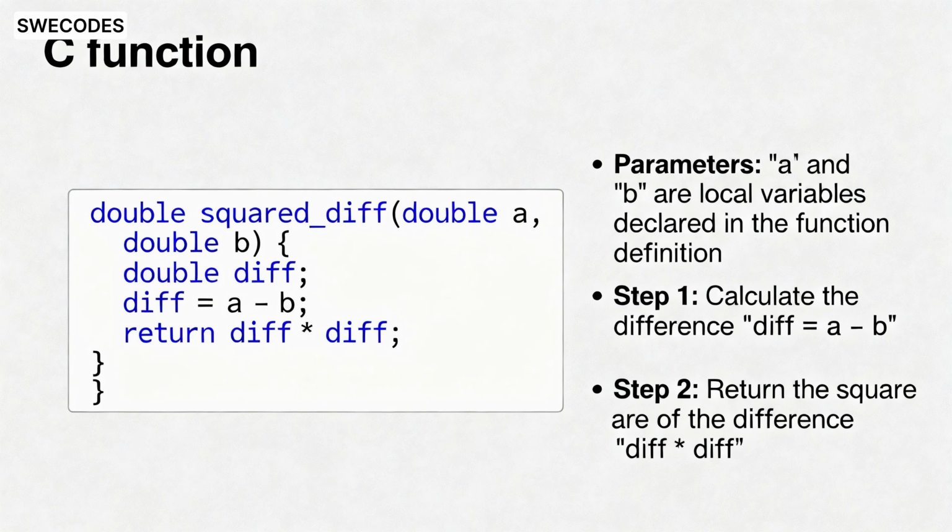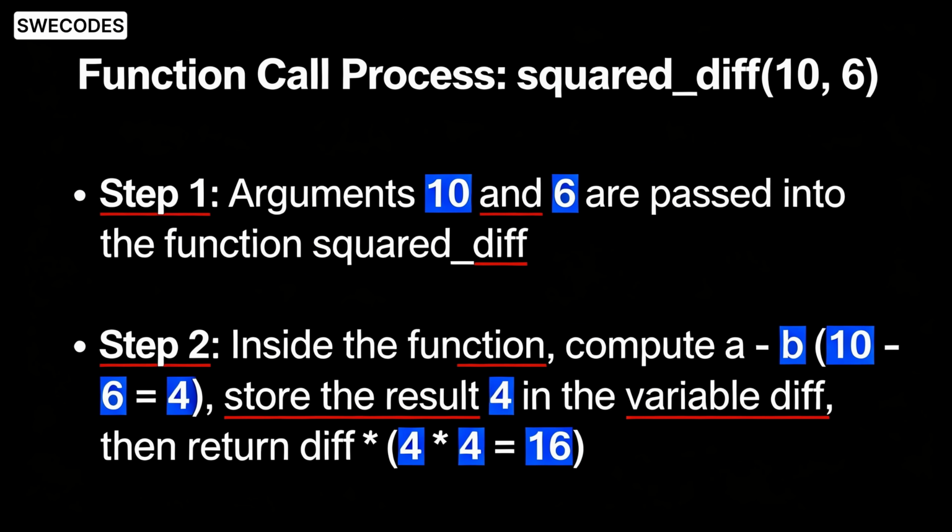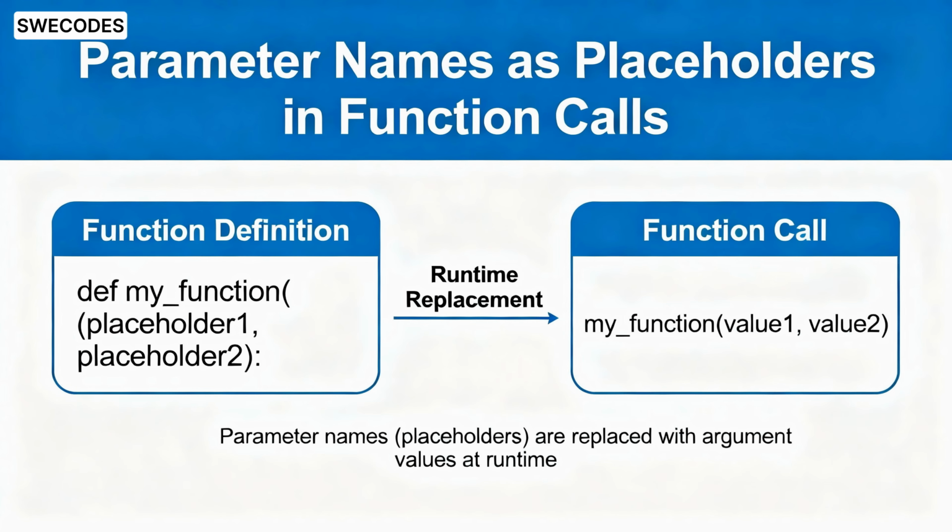Here's a simple C function that calculates the square of the difference between two numbers: double diff, double A, double B, double diff equals A minus B, return diff times diff. What's happening here? The parameters are A and B. They're just local variables declared inside the function definition. When we call diff(10, 6), those numbers 10 and 6 become the arguments. Inside the function, we compute the difference, A minus B, store it in diff, then return diff asterisk diff. The key takeaway: the parameter names are just placeholders. Each time you call the function, those names are replaced with new argument values at runtime.